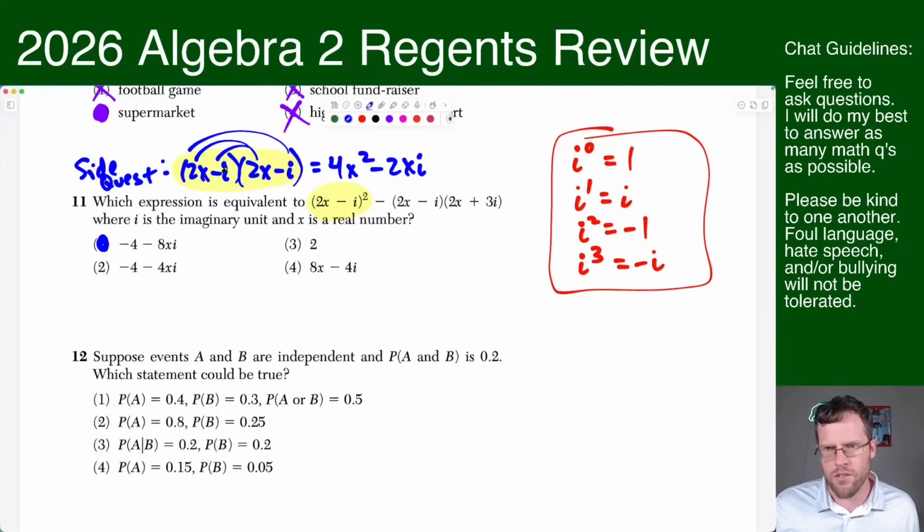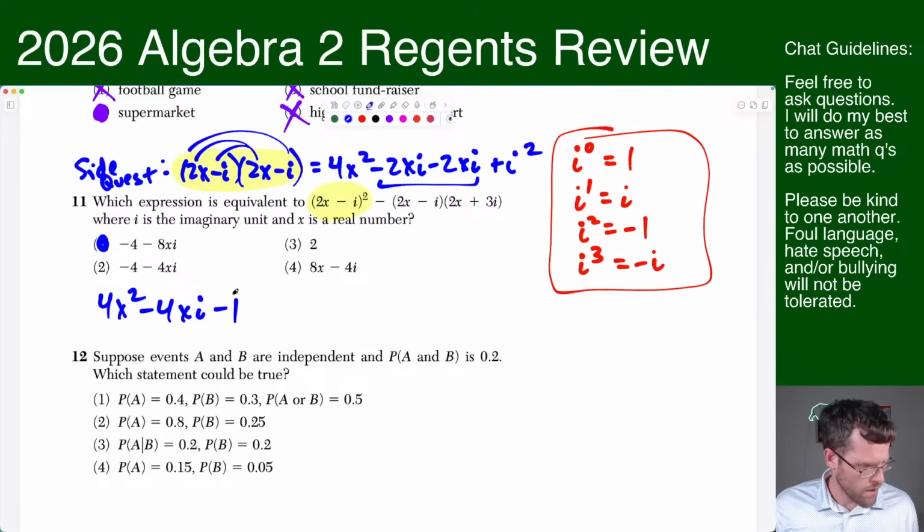We get another minus 2xi when we multiply these two. And then we get plus i squared. So this part here in yellow will simplify to 4x squared, and then I get minus 4xi, and then i squared equals -1. So that's how this piece will start out. Although there is a nicer way to do this.